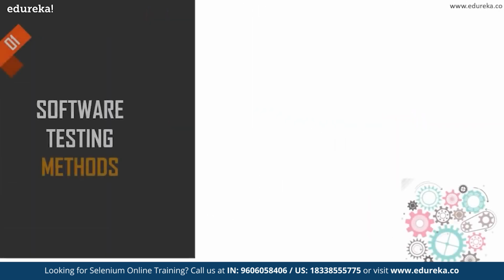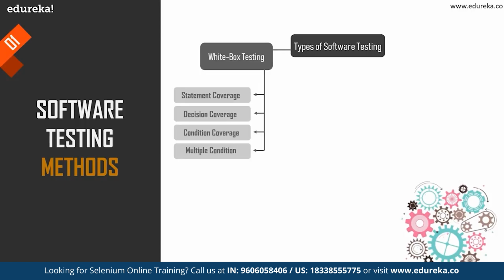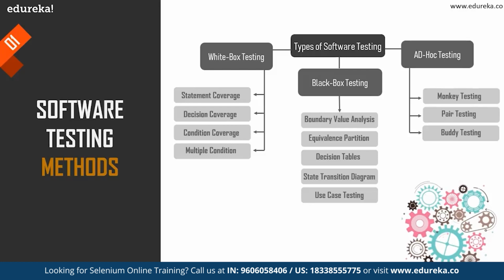So each of these methods that we discussed just now, I mean white box, black box, and ad hoc testing, have multiple techniques coming under these categories. For example, under white box, you have statement coverage, decision coverage, condition coverage, and multiple condition coverage. For black box testing, you have decision tables, use case testing, state transition diagram, BVA, which is nothing but boundary value analysis, and equivalence partitioning. Under ad hoc testing, we have pair testing, monkey testing, buddy testing, and much more. If you want to know more about any of these techniques, you can refer to the software testing methodologies and techniques video or blog in the Edureka playlist.